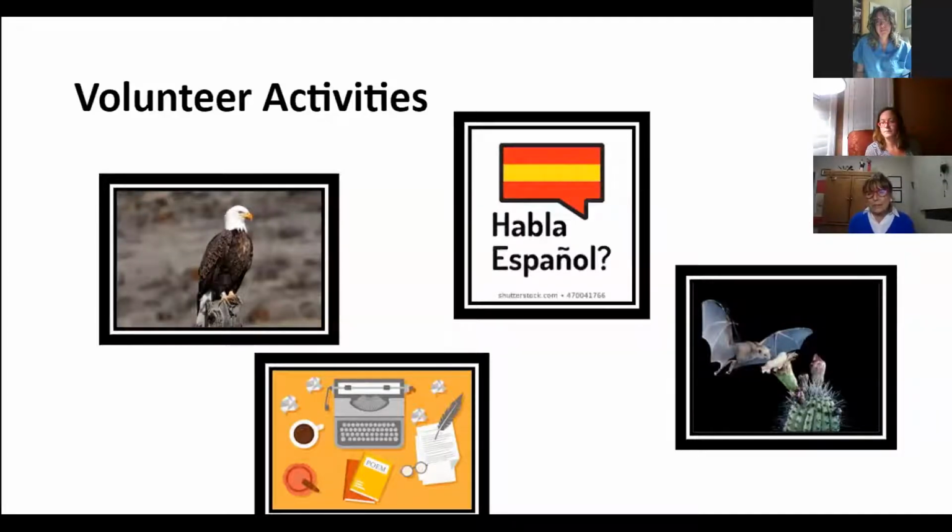So it was a way for me to extend information that I knew about to other people who might not know about it and who might not necessarily be in Master Naturalist. Now you see that habla español.